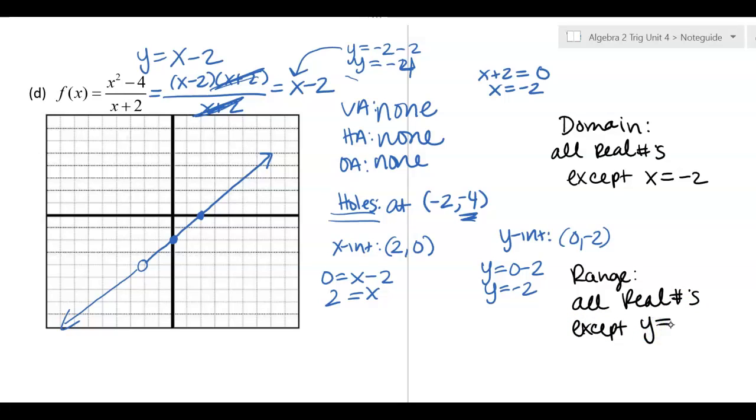So we would say all real numbers, that's the range of the line, except a y value of what? Emily? Good, -4. Because that's the one y value now that doesn't exist on the line because our hole was right there and we took that point out.